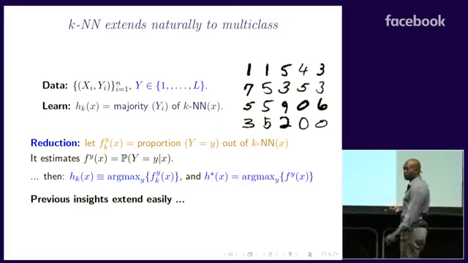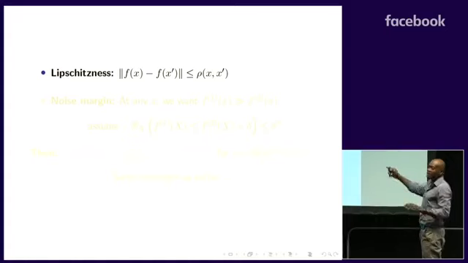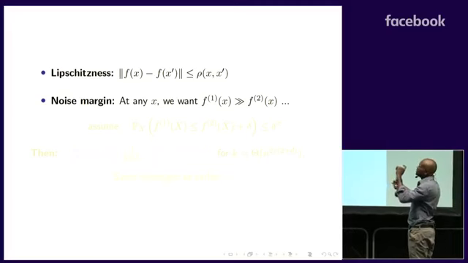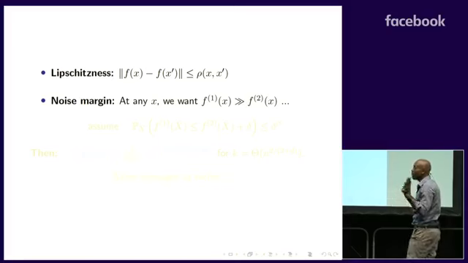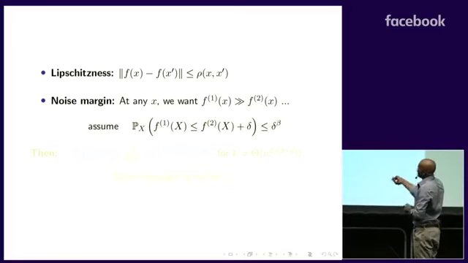Previous insights will extend. Now we have to redefine the notion of margin. That's the only thing we essentially have to do. Lipschitzness, smoothness, all those things very easily carry through. The notion of margin just needs to be slightly redefined as the margin between the highest probability class and the second highest probability class. Once you do that, all the intuition carries through. And this is how you then redefine the Tsybakov noise condition.